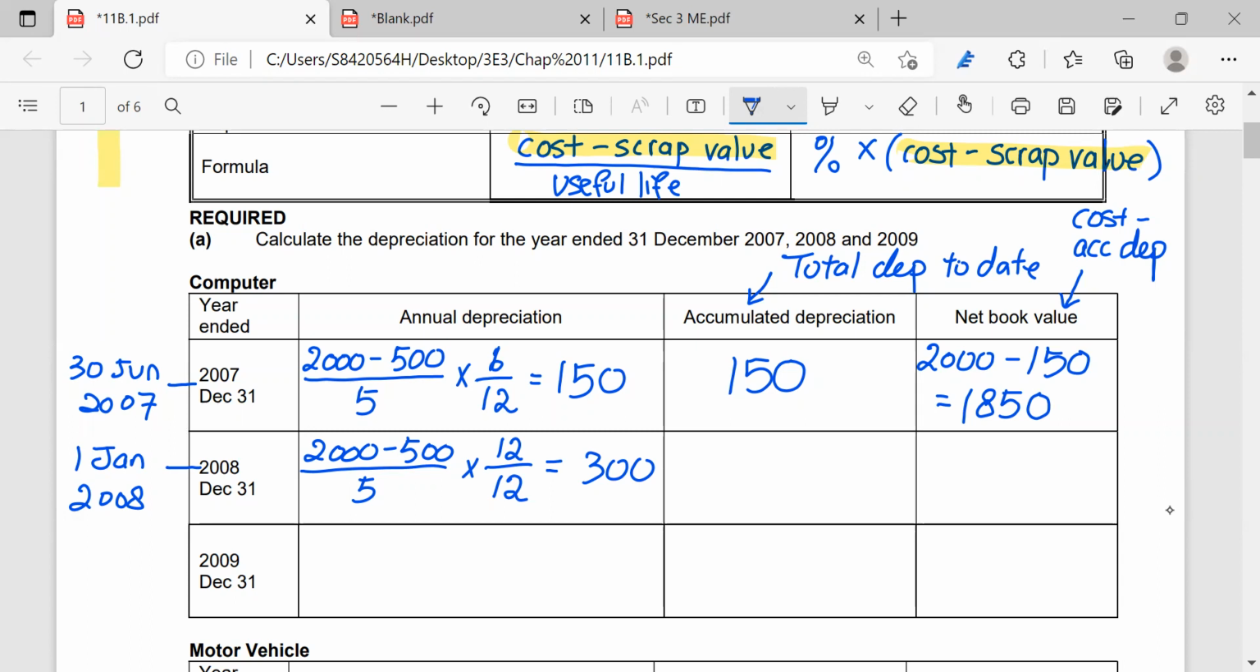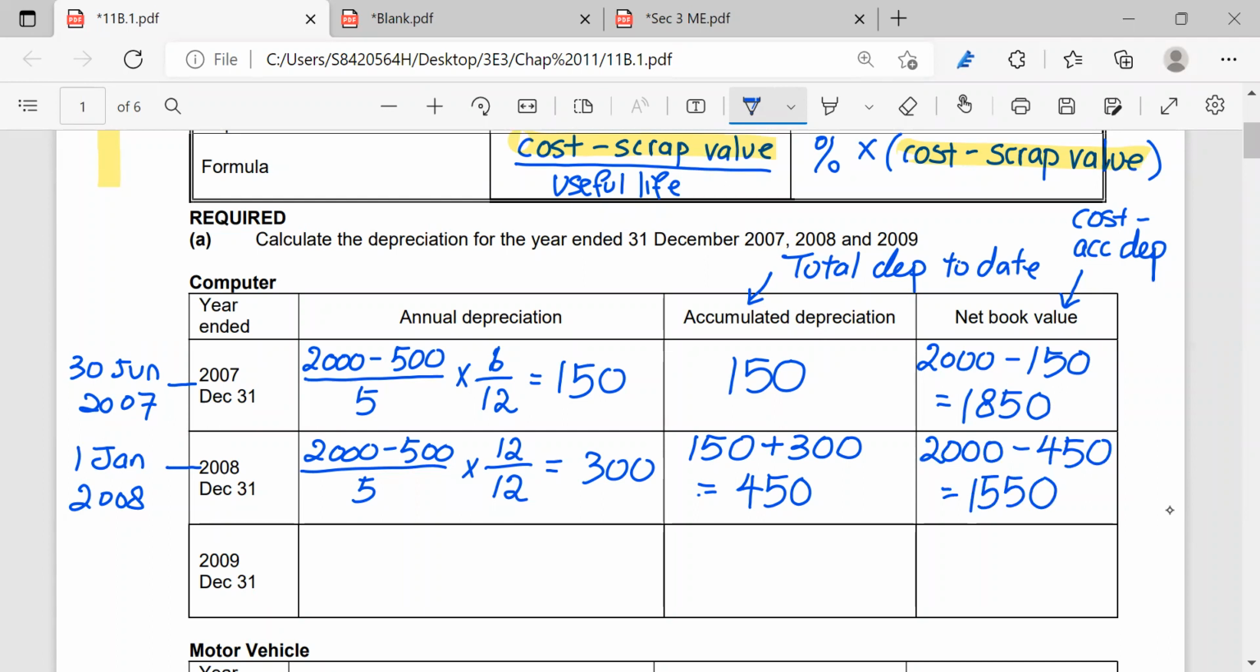Accumulated, remember the number keeps going up. You just keep accumulating this number. The previous year is 150. Now you just add another 300 to make it 450. And then your net book value, basically cost minus accumulated, is 1550.